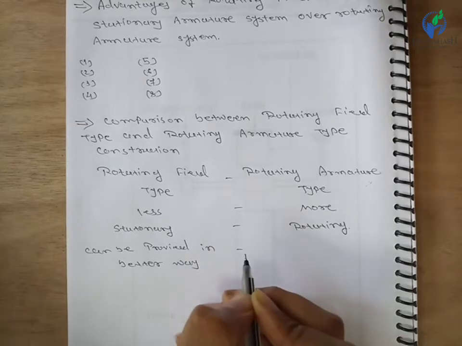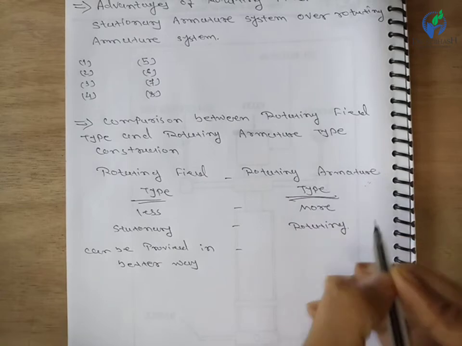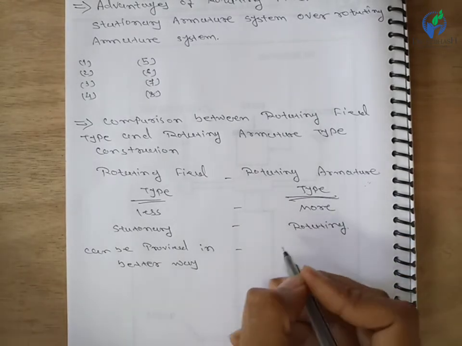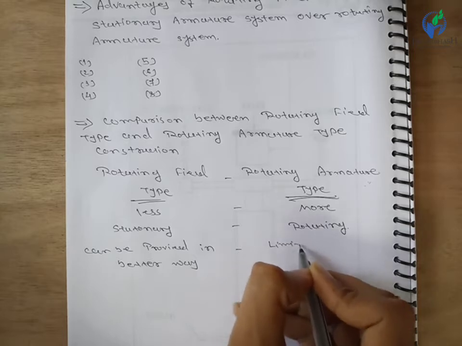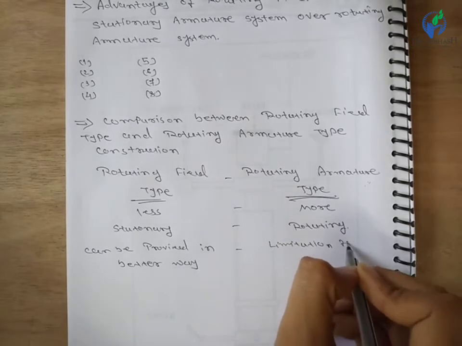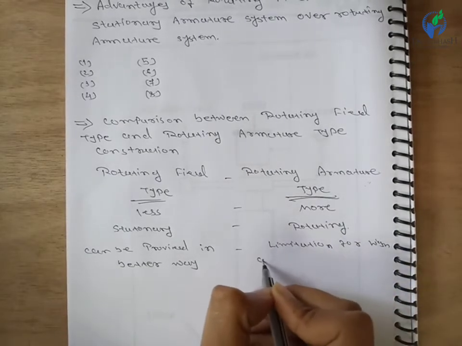And in the rotating armature type system, the insulation of the armature has limitations for a high capacity machine.